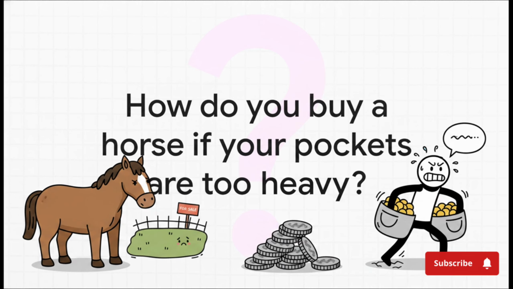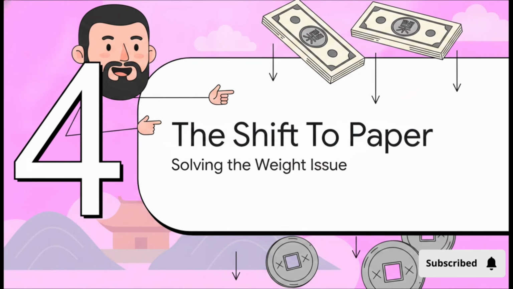But imagine the absolute comic frustration of this new system for a second. How do you buy something large, like a horse or a plot of land, if your pockets are literally too heavy for you to even walk to the market? Talk about the weight of wealth, right? Carrying massive amounts of metal for large transactions became incredibly difficult, cumbersome, and honestly pretty dangerous. Section 4, the shift to paper.